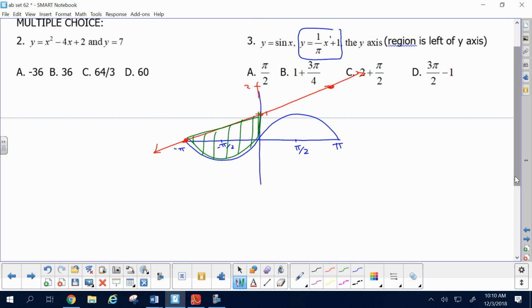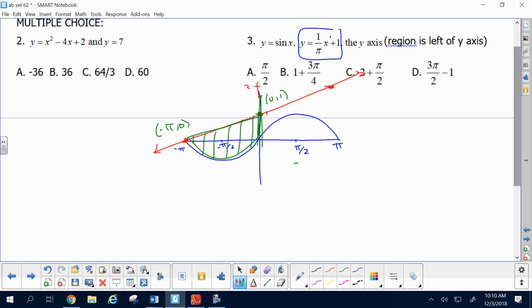How do you find the area between 2 curves? Set them equal to each other to find the intersection. Now I'm giving you a good graph, so you can sometimes find the intersection point. They intersect at negative pi, 0. And the other point, they don't really intersect there, but it intersects the y-axis at 0, 1. Okay, so intersection points to bound the region. Check. Good job.